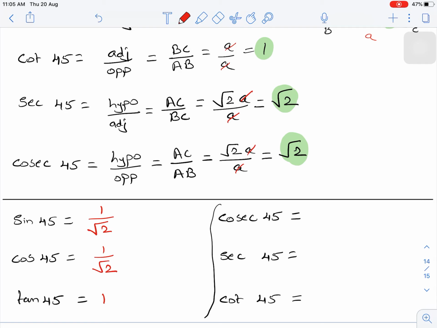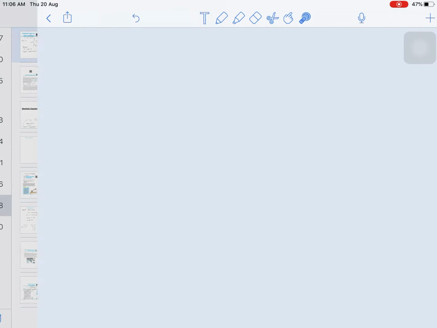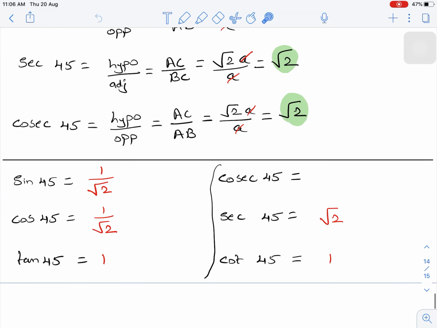Okay, then we have cot 45. Okay, so it is also 1. Then sec 45 is root 2, and finally our cosec 45, that is this one, it is also root 2.